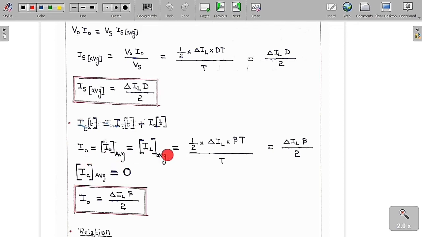If you want to find this value I0, the average value of the inductor current is half into delta IL into beta T by T. T cancels, and we get delta IL into beta by 2. This is the average value of the output current or the average value of the inductor current, which is equal to I0, because the average value of the capacitor current is always equal to 0. So I0 is equal to delta IL into beta by 2.